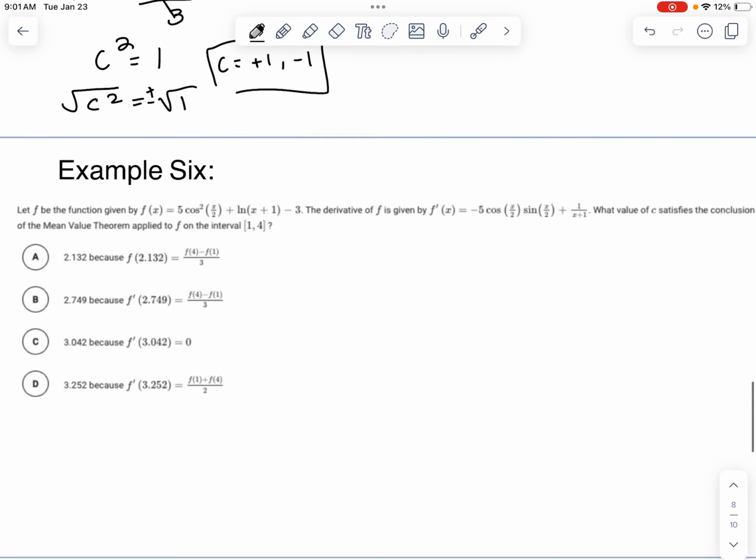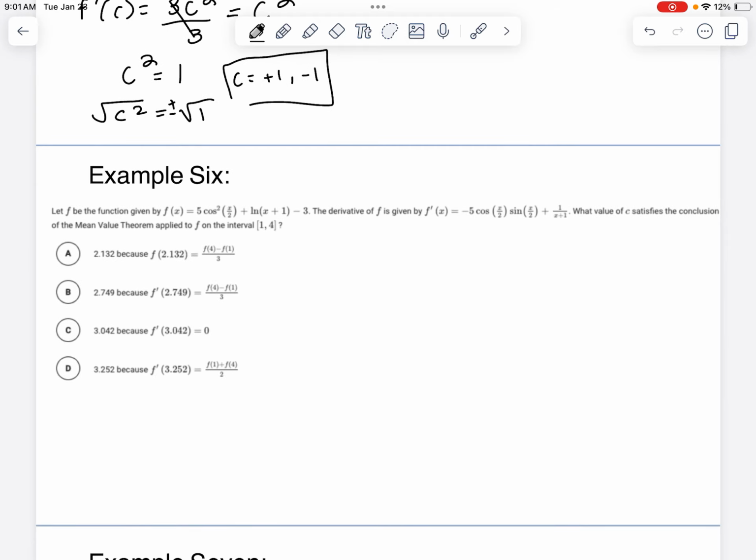Okay, two more examples. Example 6: let the function given by f of x equals 5 cosine squared of x divided by 2 plus the natural log of x plus 1 minus 3. The derivative of f is given by f prime of x equals negative 5 cosine of x divided by 2 times sine x divided by 2 plus 1 divided by x plus 1. What value of c satisfies the conclusion of the mean value theorem applied to f on the interval 1, 4?